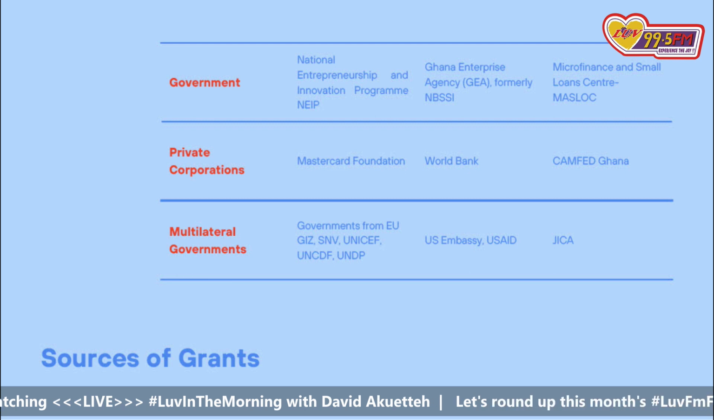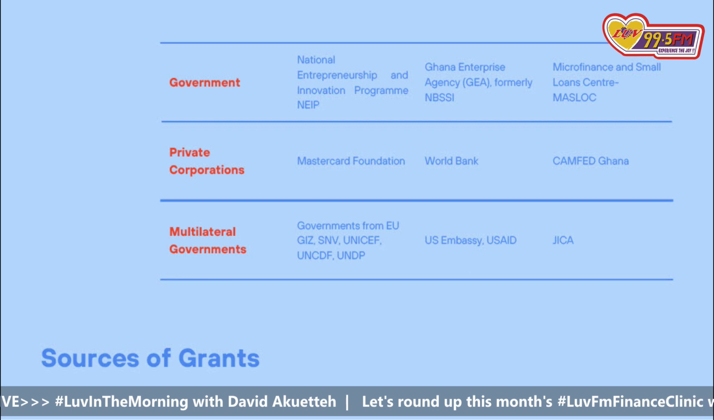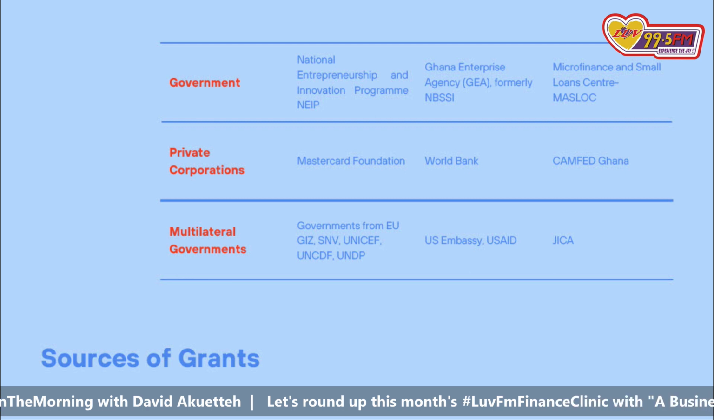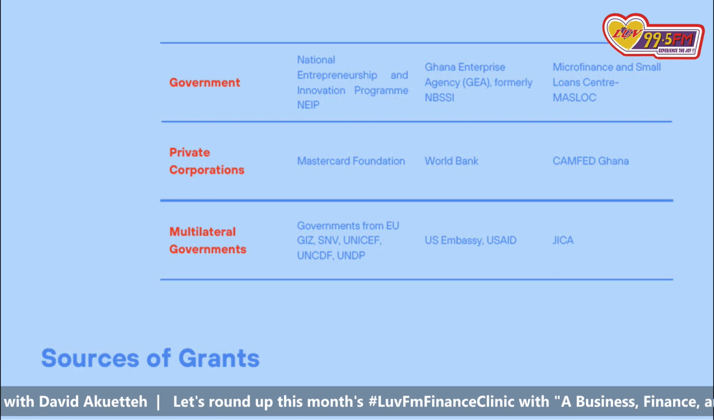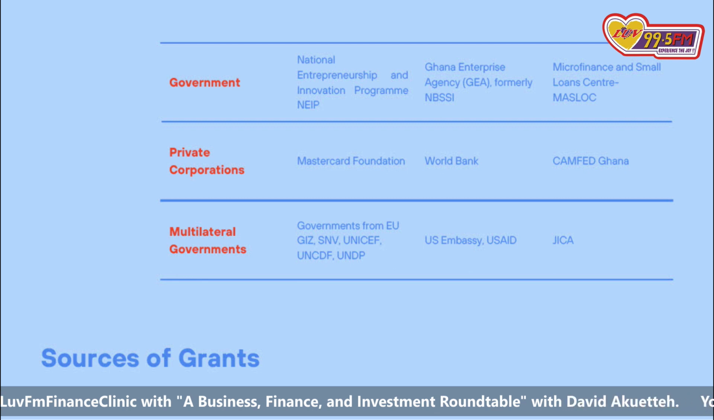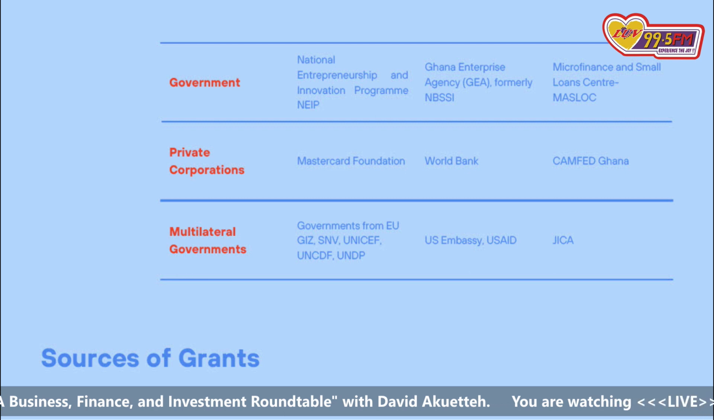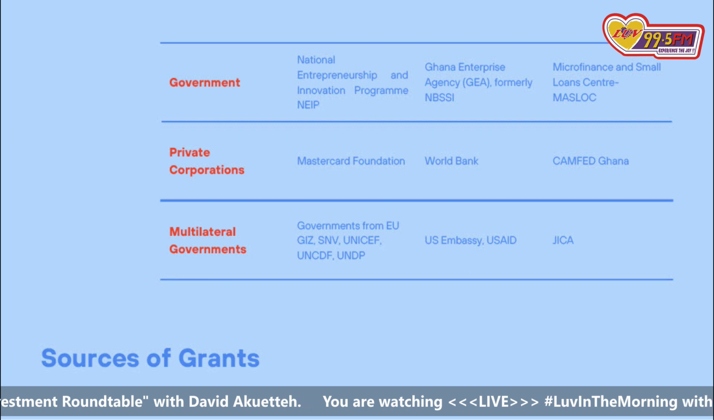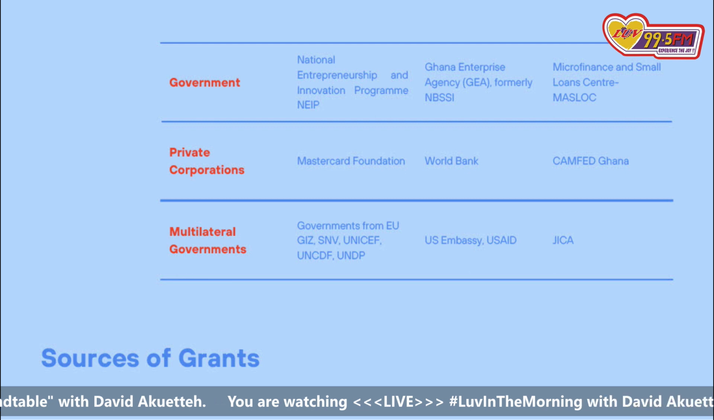Just type on your Google or any search engine, grants for female TVETs, and you see a lot because they are all there 24/7. So you should also look at that. Now, I will be quick. Let's look at the sources of places you could get grants. We have the government, we have the private corporations, we have the multilateral governments.